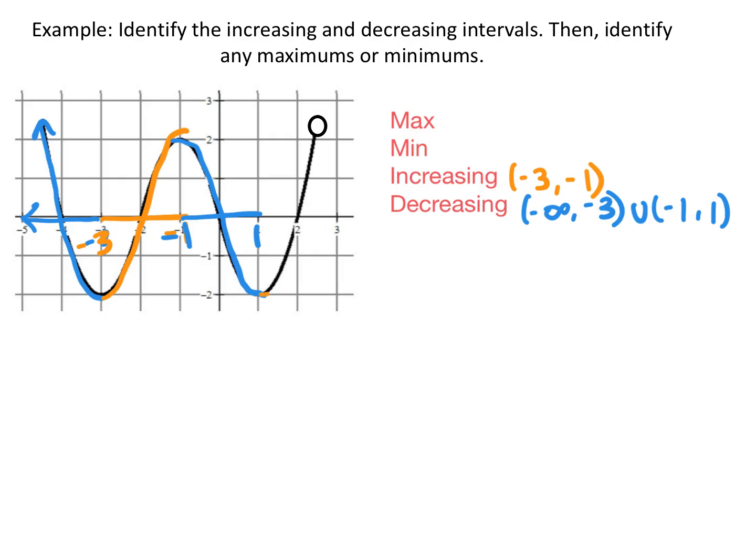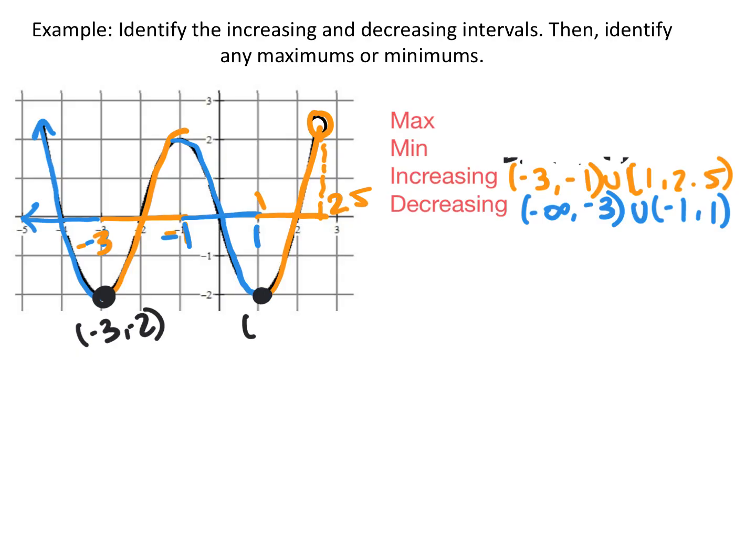And I'm going uphill again from here over to here. I'm going to say that goes to about 2.5. So from 1 to 2.5, I'm increasing. I have a minimum at -3, -2, and 1, -2. And a maximum right here at -1, 2.